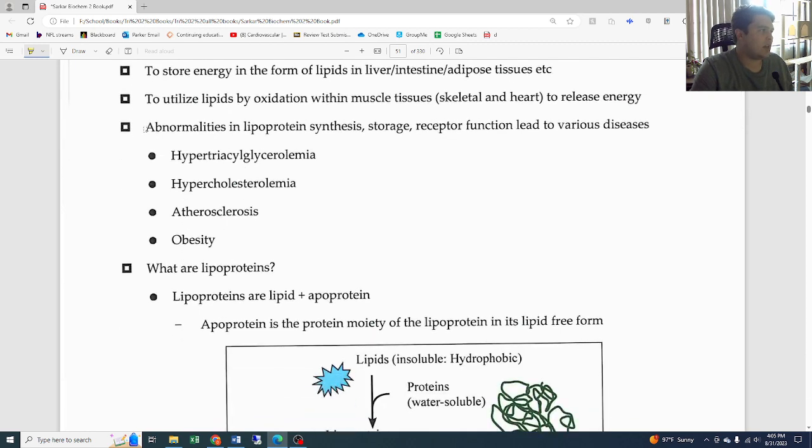Okay, continuing. So abnormalities in lipoprotein synthesis, storage, and receptor function lead to various diseases.